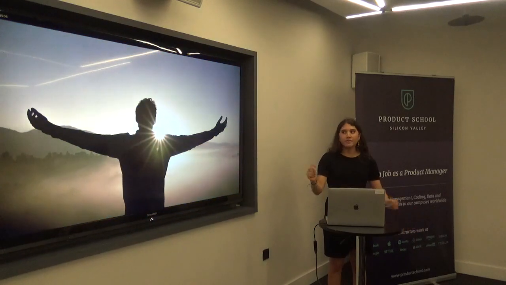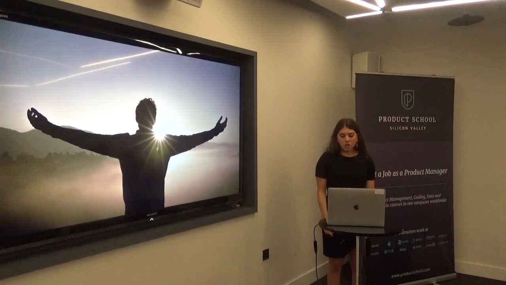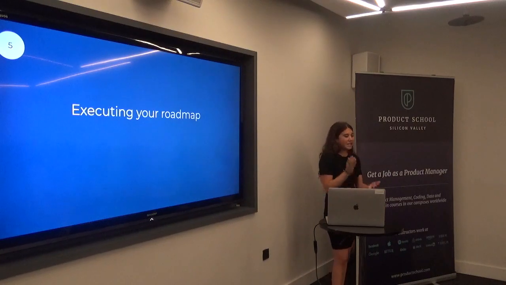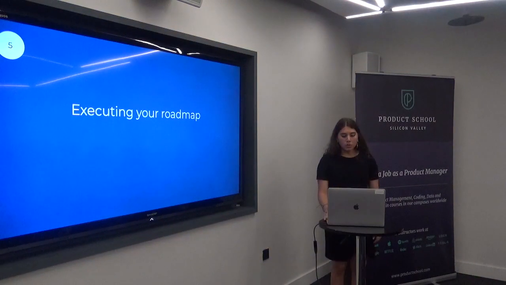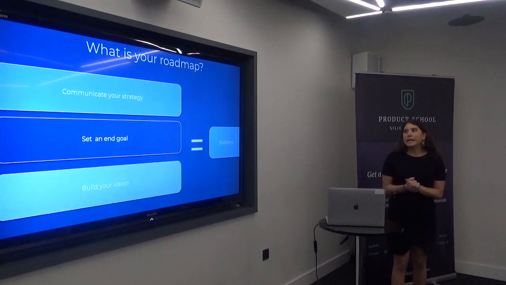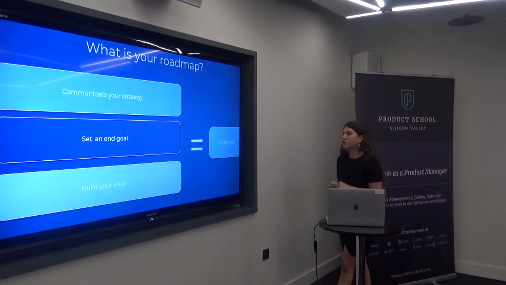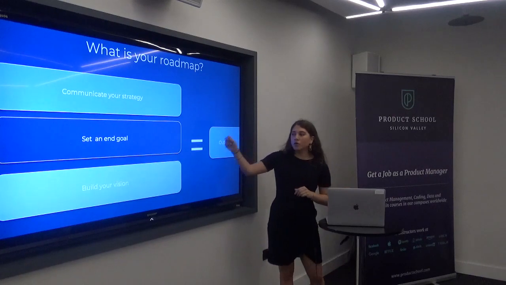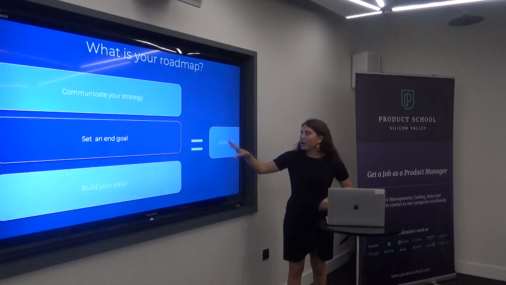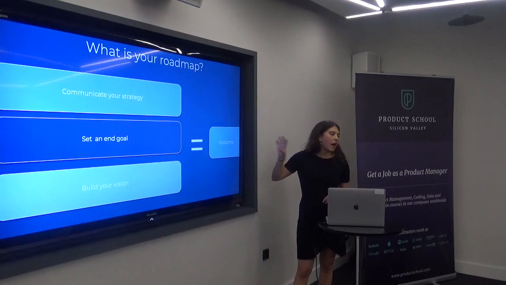And we're done. Well, almost. So now it's about executing. And I think this is a really, really massive conversation or presentation in itself. So I'm just going to cover some basics. Before we begin, let's define what a roadmap is. A roadmap is a tool to communicate your strategy. It helps you set an end goal, and helps you build your vision. And with that, you create outcomes. Outcomes, it's a very important word.